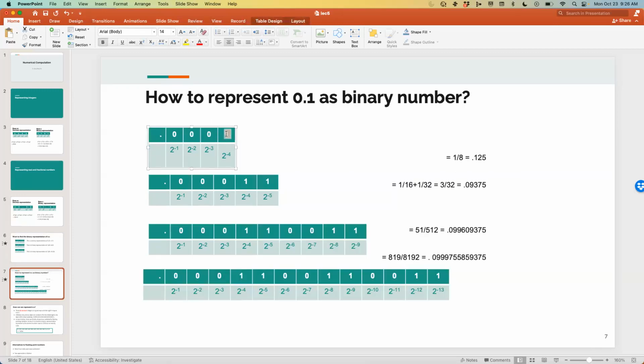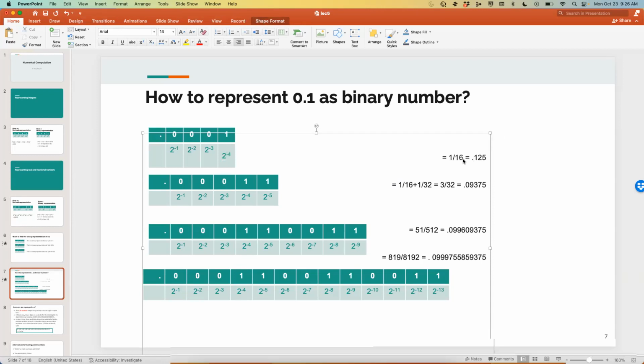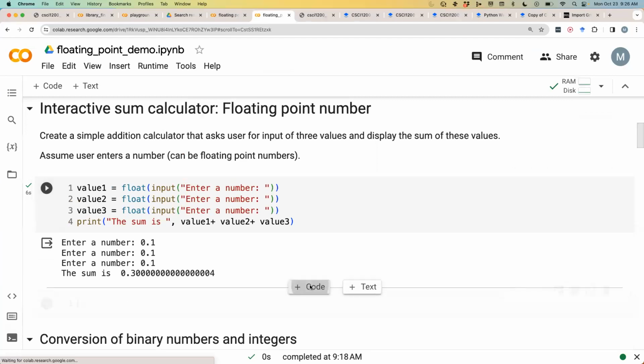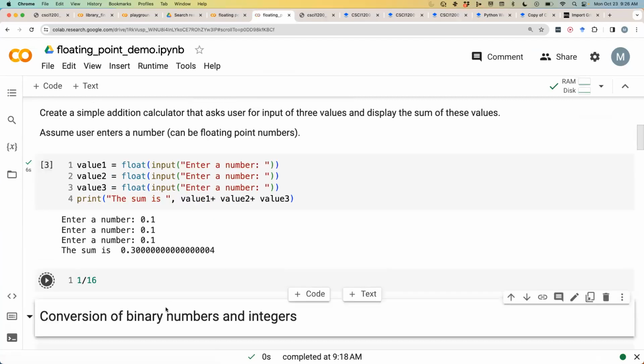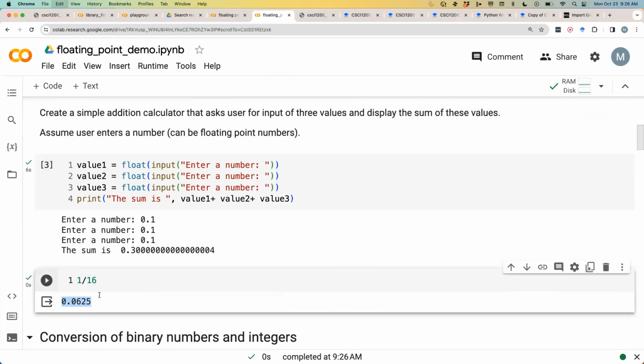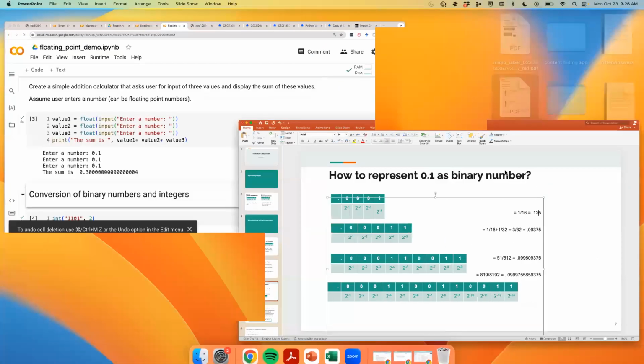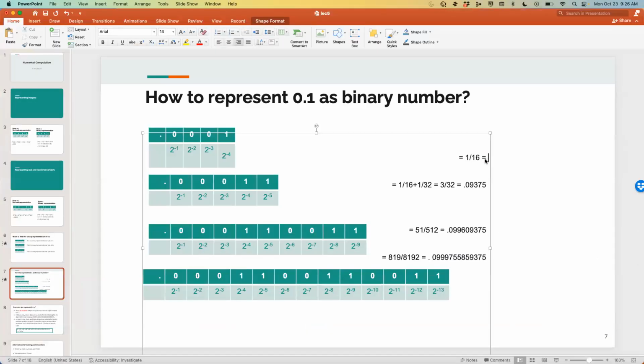And for the next digit, if I set it to 1, I get 1 times 2 to the power minus 4, which is 1 over 16. Let's do a quick calculation here. 1 over 16 is equal to 0.0625. So if I set the first 3 digits to zeros and then the 4th digit after the decimal to 1, I get 0.0625.